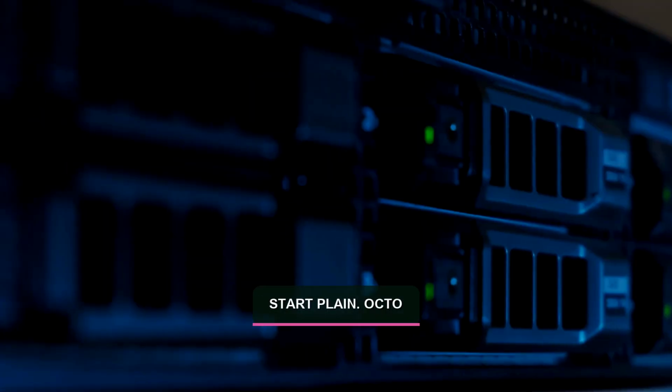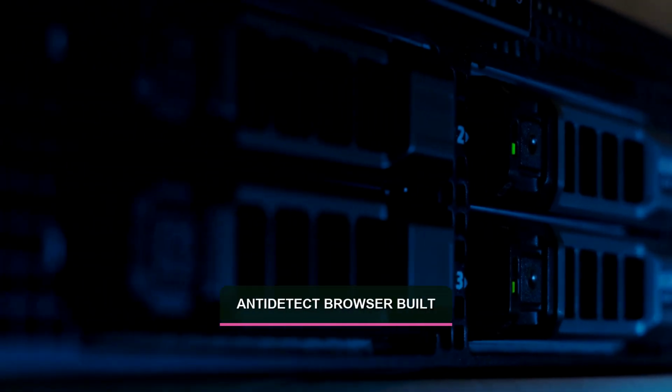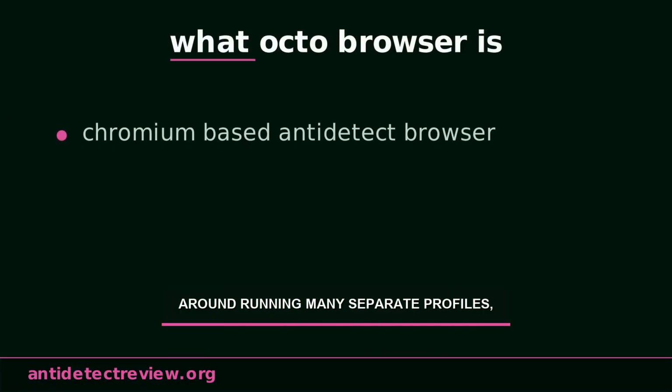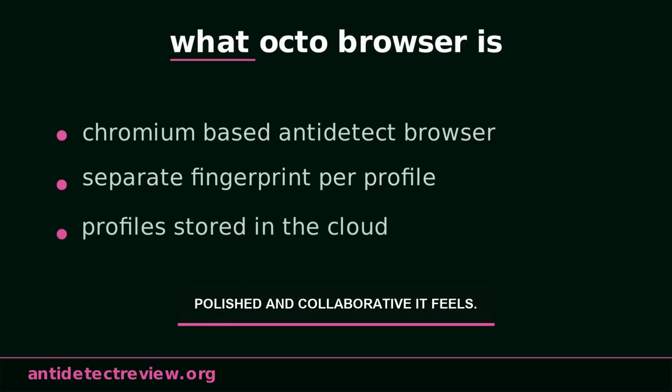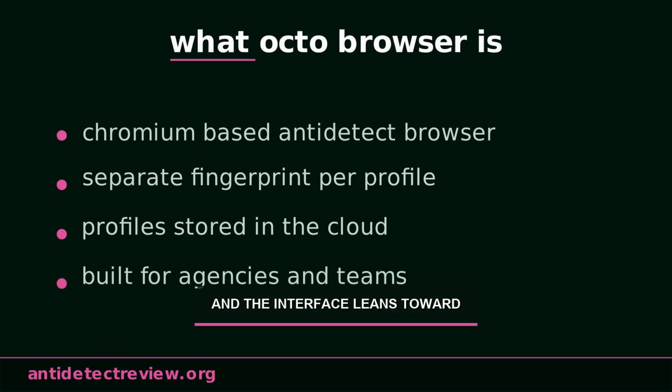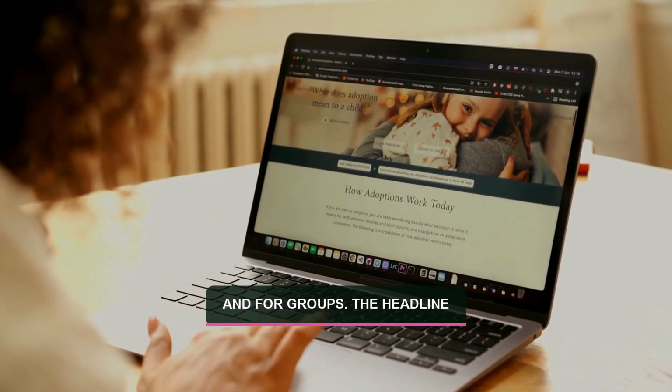Octo browser is a Chromium-based anti-detect browser built around running many separate profiles, each with its own fingerprint, its own cookies, and its own proxy. It comes from a team that clearly aimed the product at agencies and media buyers rather than lone tinkerers, and that shows in how polished and collaborative it feels. Profiles live in the cloud by default, so a whole team can share them, and the interface leans toward organizing hundreds of accounts cleanly rather than hand-tuning a single one. It is a tool built for scale and for groups.